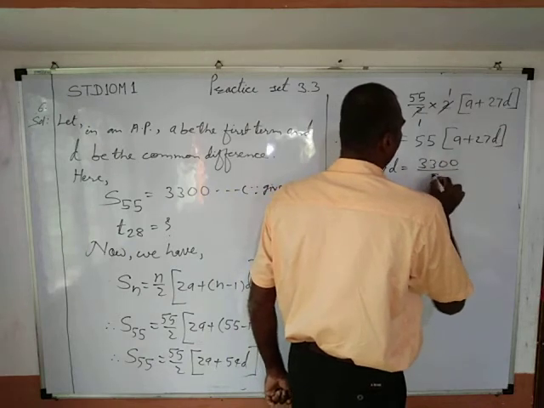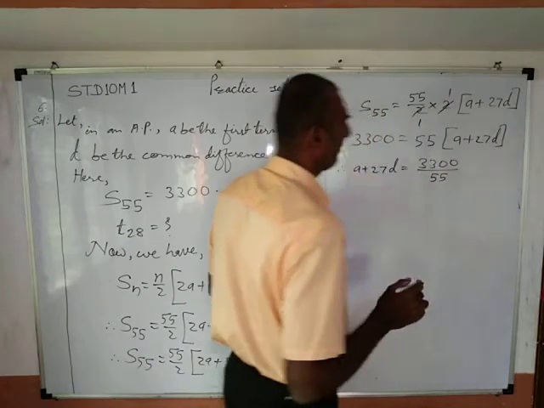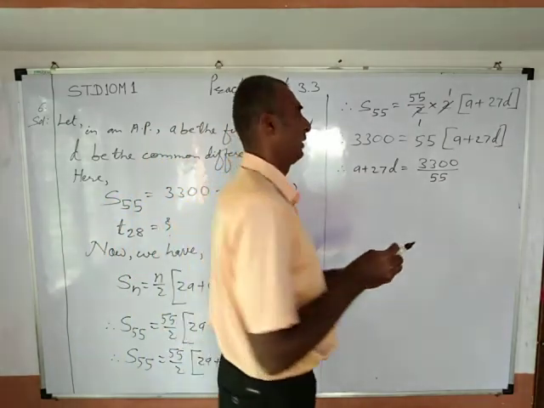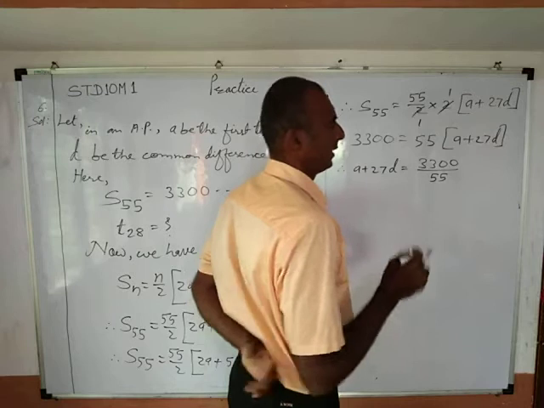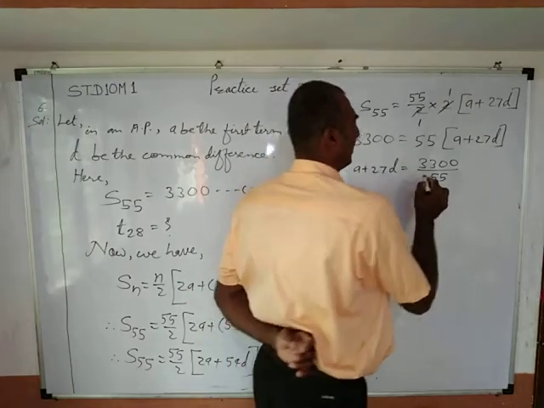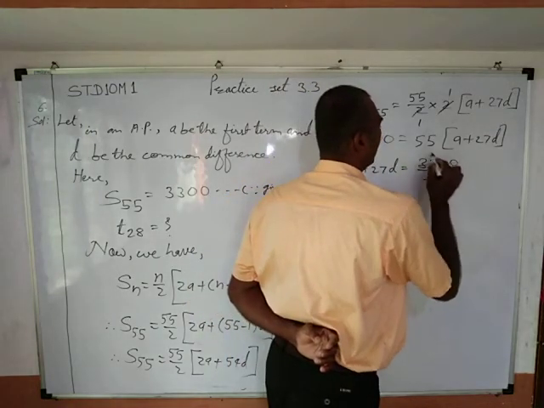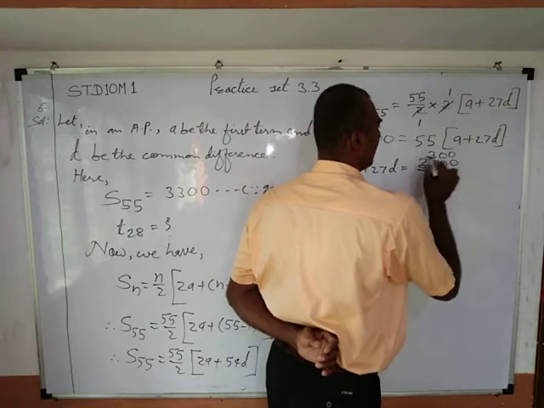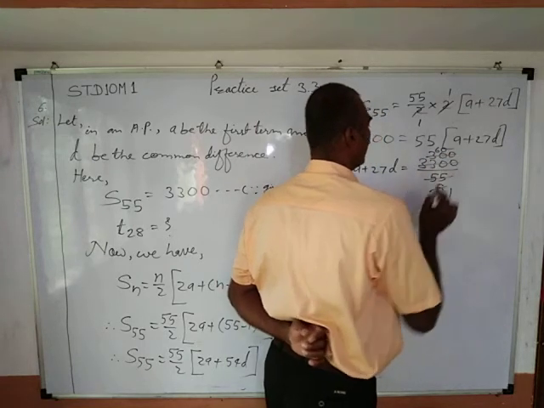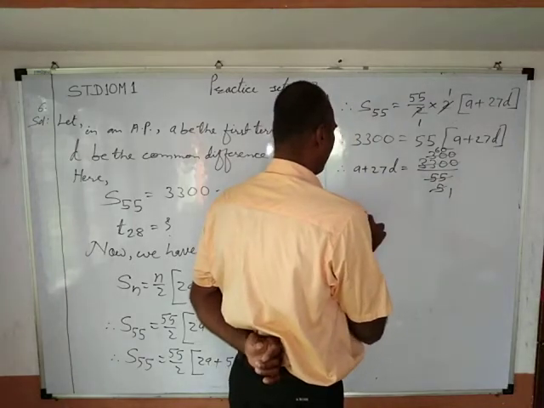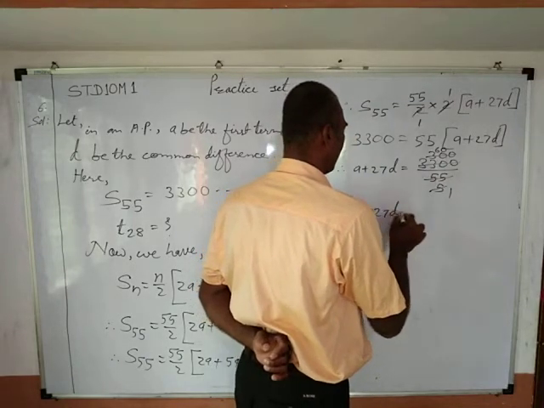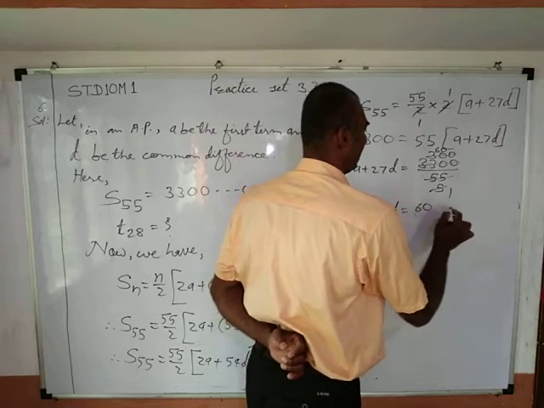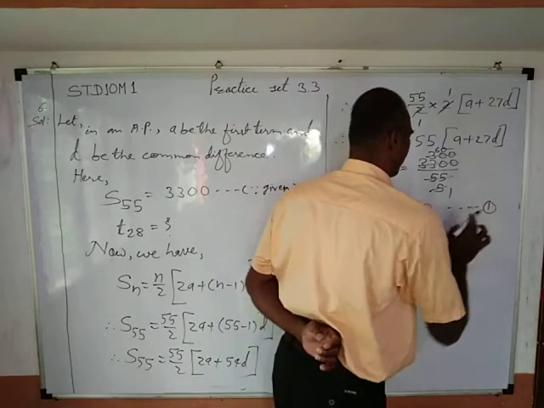3300 divided by 55. Okay, 55 and 33 are multiples of 11. That's why, first of all, let's divide these numbers by 11. 11 5s are 55, 11 3s are 33, 11 0s are 0. 5 1s are 5, 5 6s are 30, 5 0s are 0. And therefore a plus 27d equals 60. Let's call it equation first.